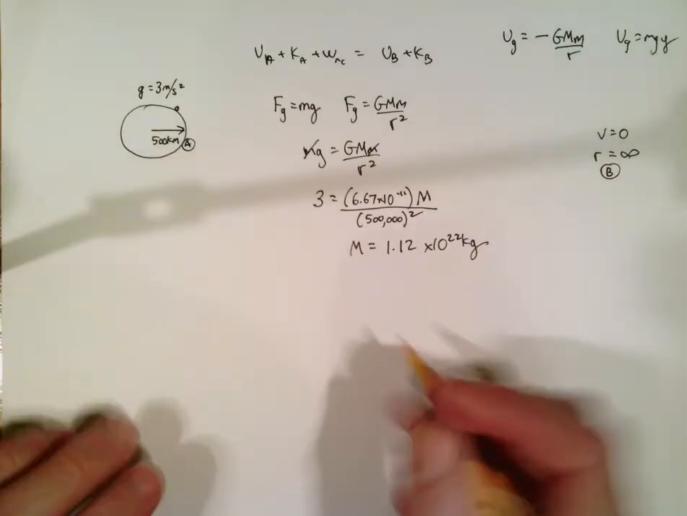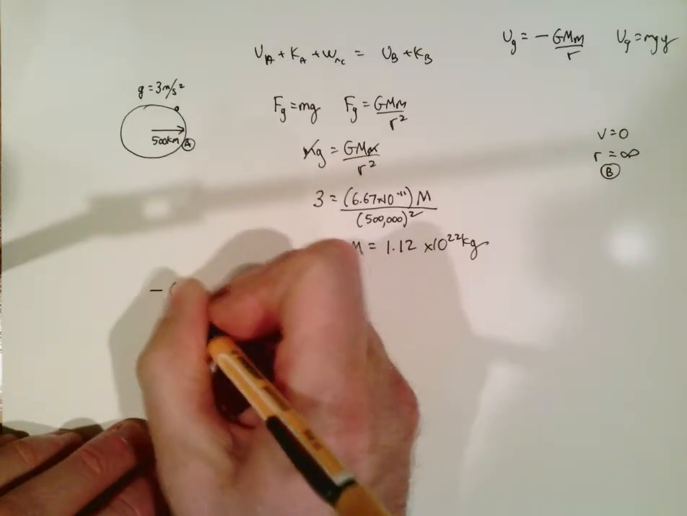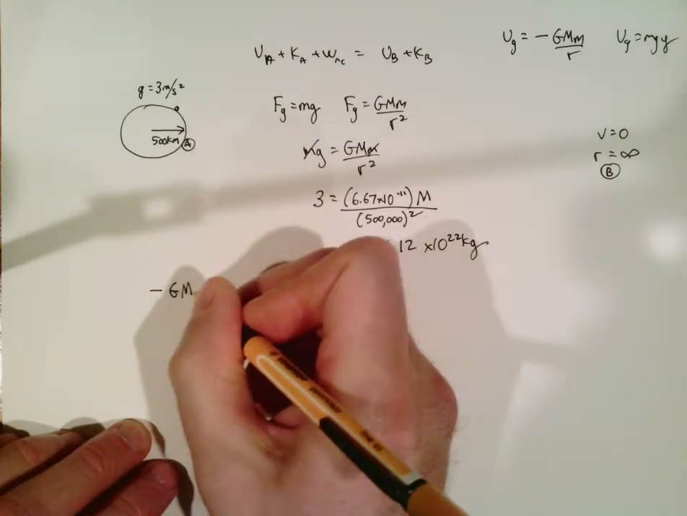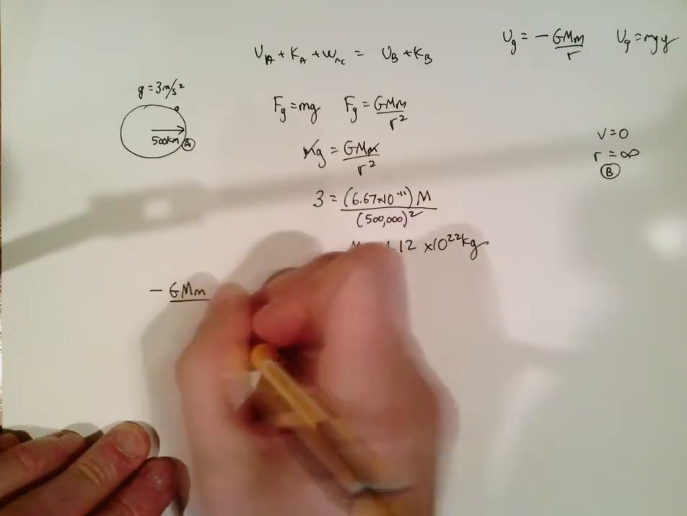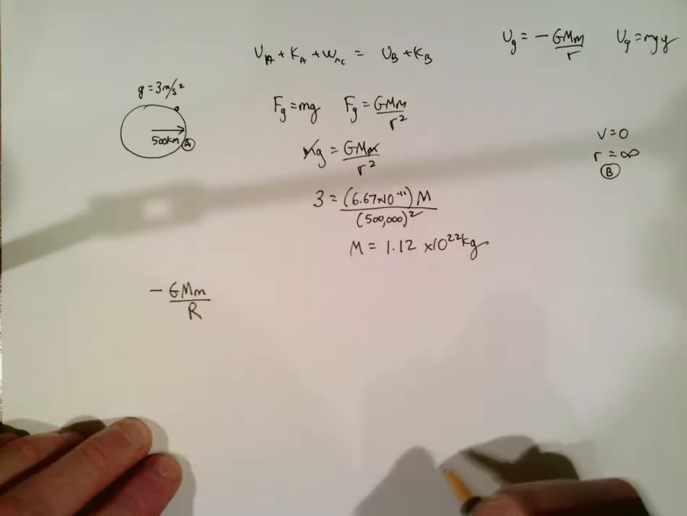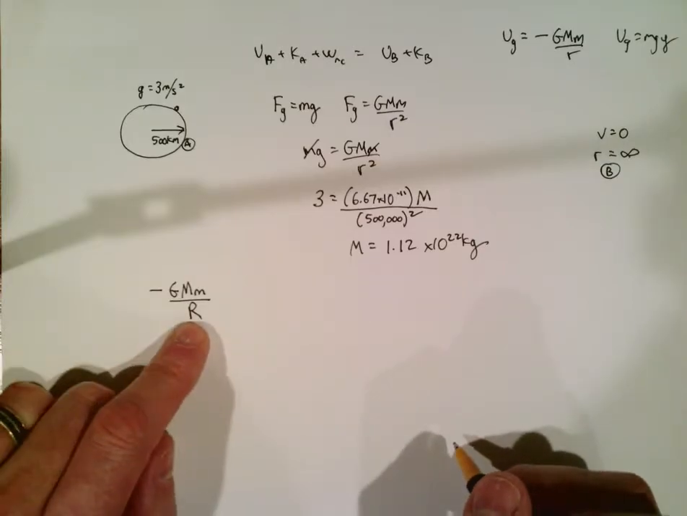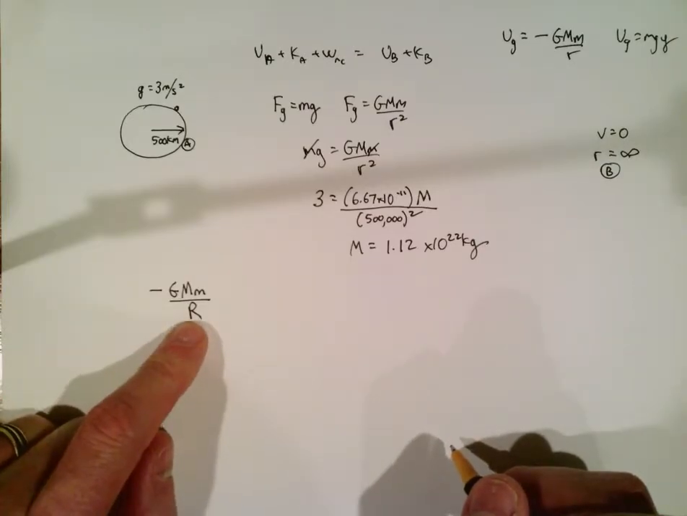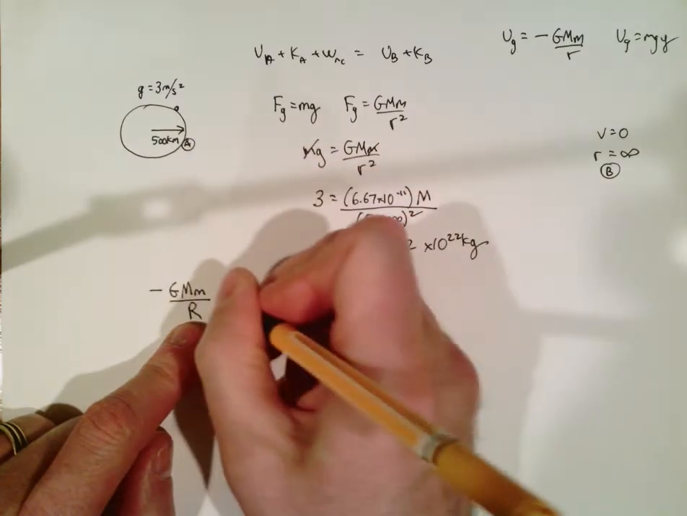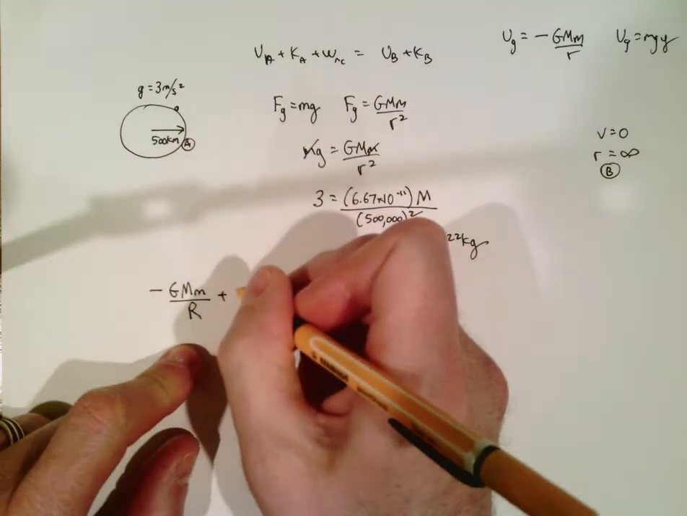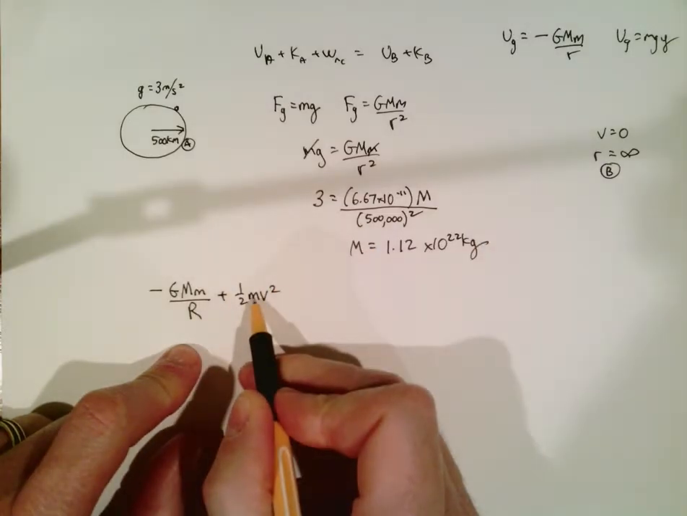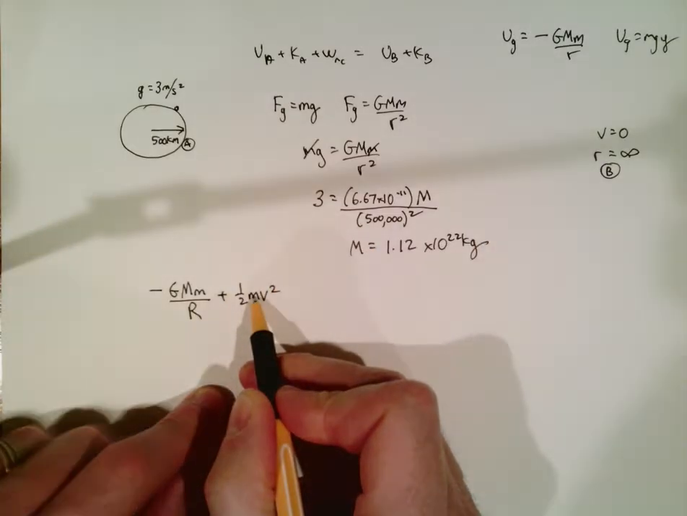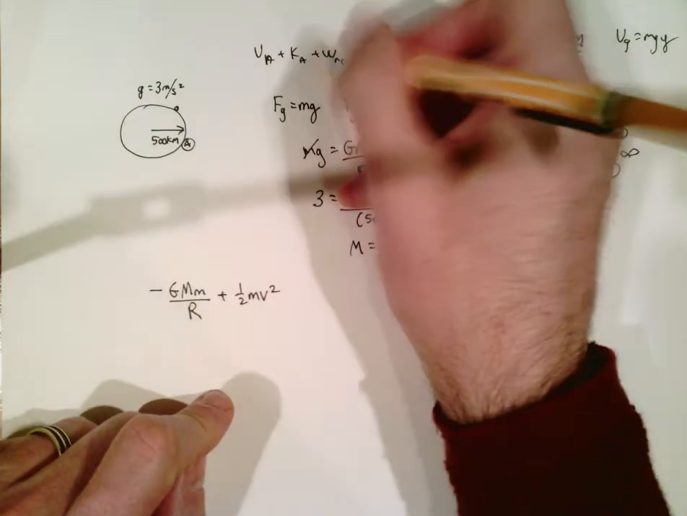All right, at A, we have negative G, M is the mass of the planet, little m is the mass of the thing that we're trying to throw off the planet, and I'm going to use capital R to represent the actual radius of the planet itself. That's at point A. Also, we need to give it some speed. We need to give it escape speed there, 1/2 mv squared. Again, little m is the object that we're throwing off the planet. There is no WNC.